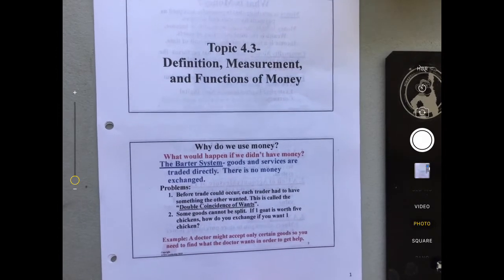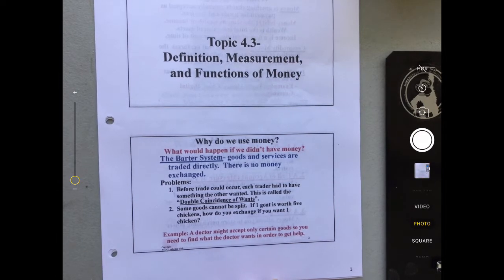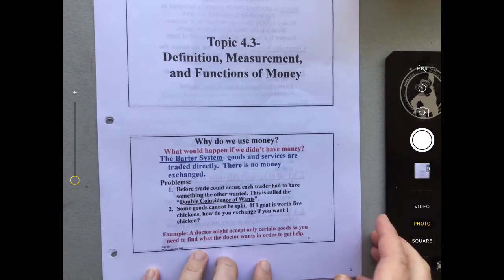So an example, a doctor might accept only certain goods, so you need to find what the doctor wants in order to get his help. So I have zucchini. Well, maybe I know the doctor really wants tomatoes. So I now need to first trade my zucchini with someone who will give me tomatoes, so then I can go to the doctor and give him or her tomatoes so I can see the doctor.